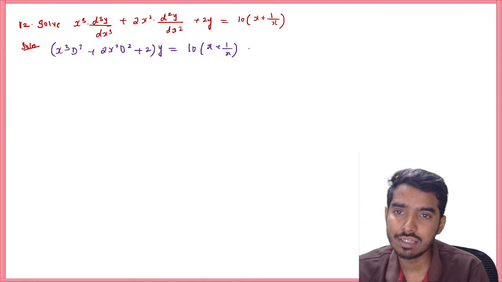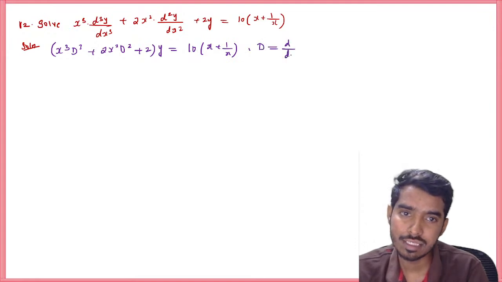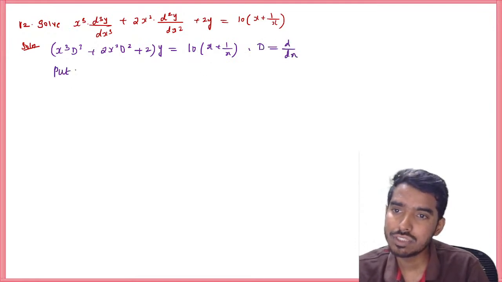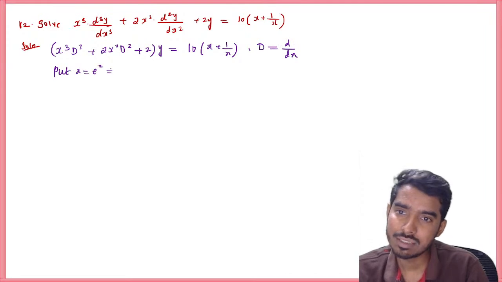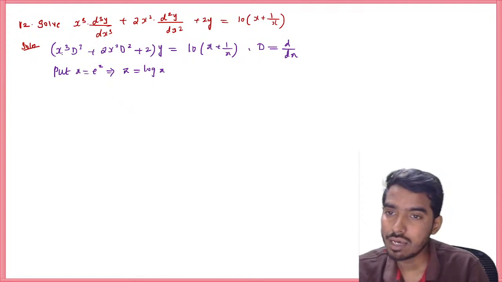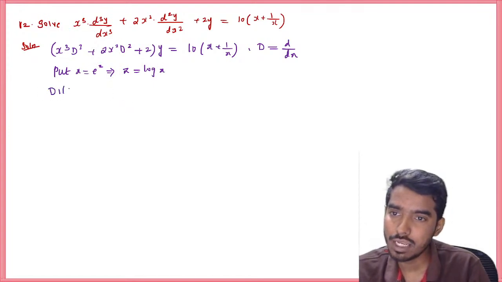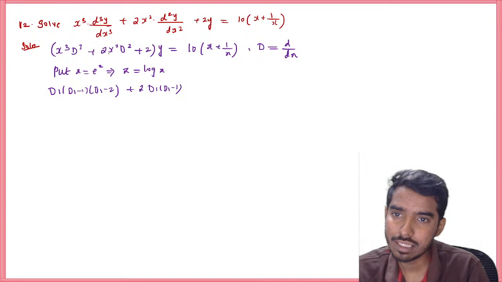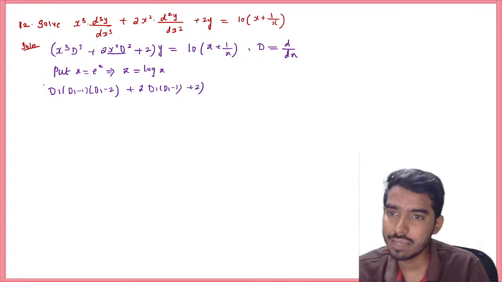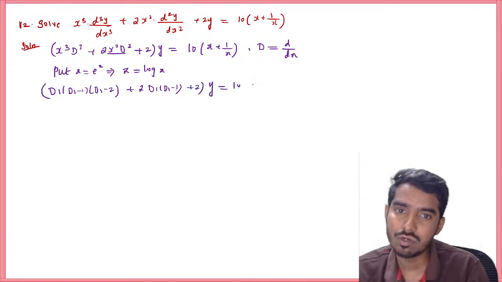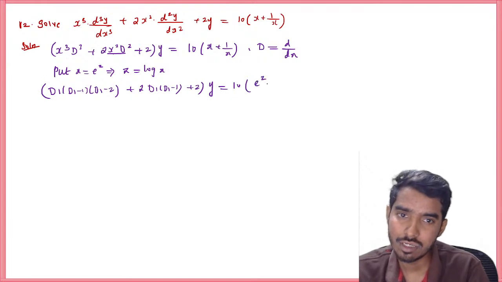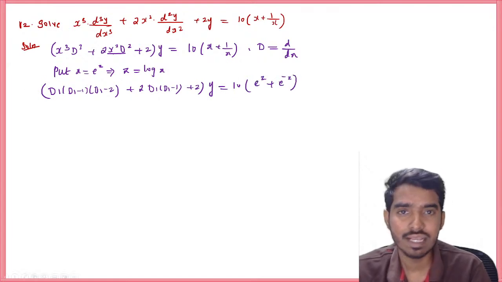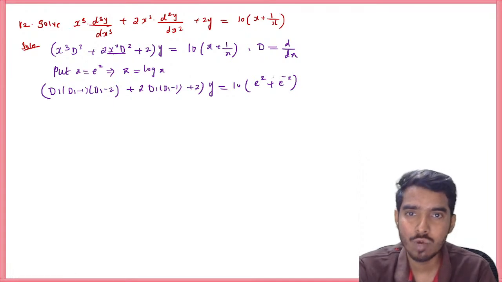So what is D here? This D is d by dx. Now you have to do a substitution. Put x equal to e power z. This implies z will be log x, right? So you have to replace x cube D cube by D1 into (D1 minus 1)(D1 minus 2), plus 2 times D1 into (D1 minus 1), plus 2 times y is equal to 10 times, we know x is e power z, so e power z plus e power minus z, very easy. Both are type 1 only.